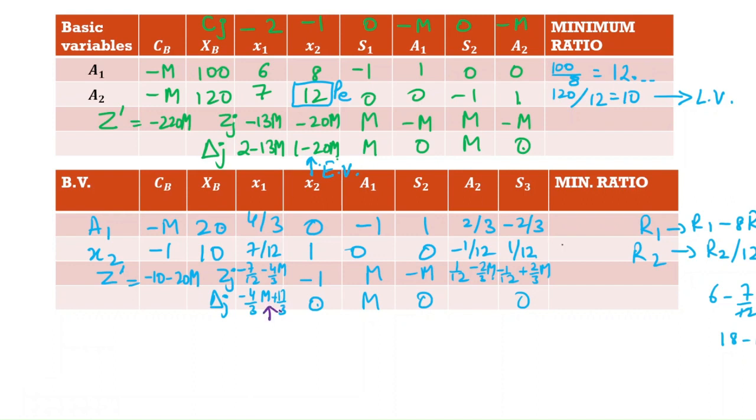So this will enter, and the leaving variable we could easily decide. So 5 3s are 15, that we are getting 20 upon 4 by 3, and this would be 10 upon 4 by 3, and this would be 10 upon 7 by 12, so that's 120 by 7, and that would be just 15. So this would be the leaving variable, sorry, and this is the entering variable. So this would be the pivot element that we have.